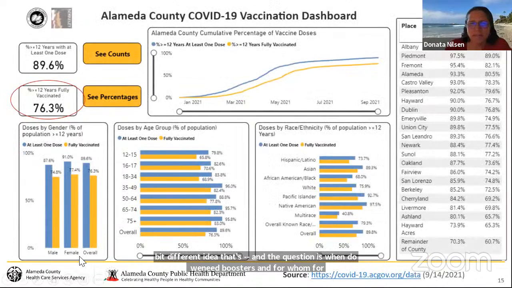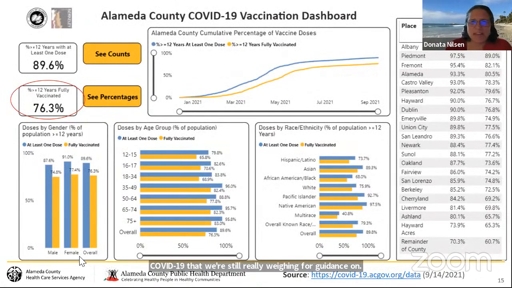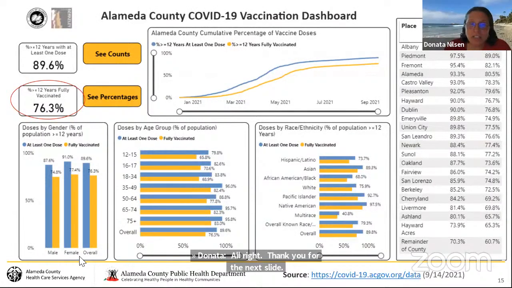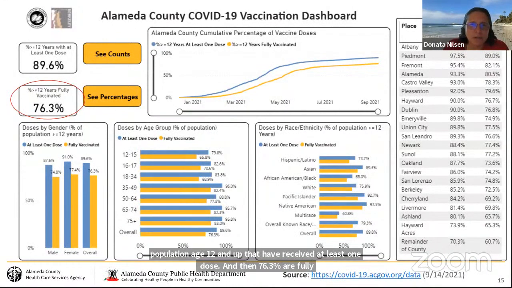All right, thank you for the next slide. Apologies, I was on mute. So this is a screenshot of our vaccination dashboard that you can see on our website. On the top left, you can see that we are almost at 90% of our population age 12 and up that have received at least 1 dose. And then 76.3% are fully vaccinated. You can see in the second box from the left, doses by age group. The yellow bar represents fully vaccinated and the blue bar those who have received at least 1 dose.